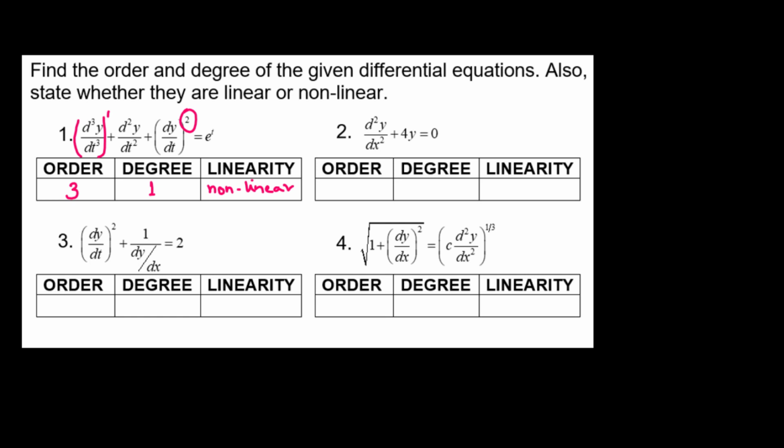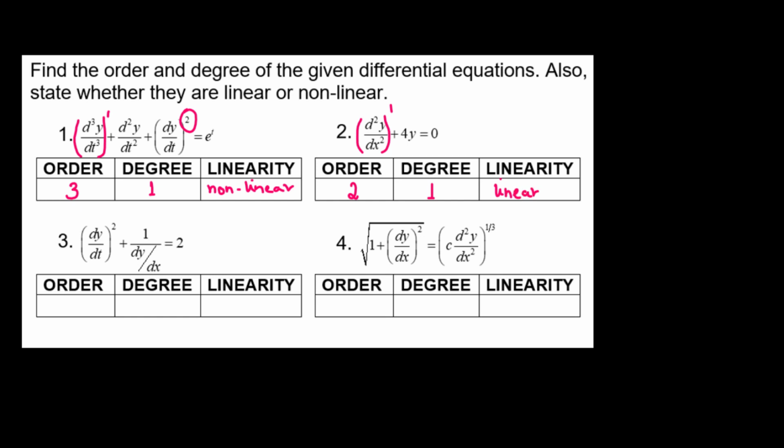Number 2. So here we are given the second derivative of y with respect to x plus 4y equals 0. When we look at this equation, the highest order differential coefficient is d squared y over dx squared, so the order is going to be 2, and if you look at its power, it's 1, so its degree is going to be 1. And the linearity, it's going to be a linear differential equation because it is expressed in a polynomial form.